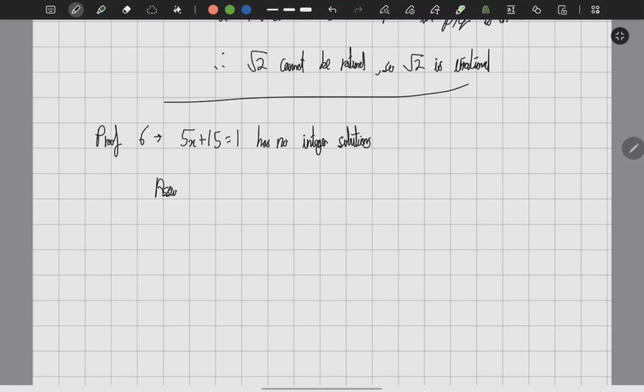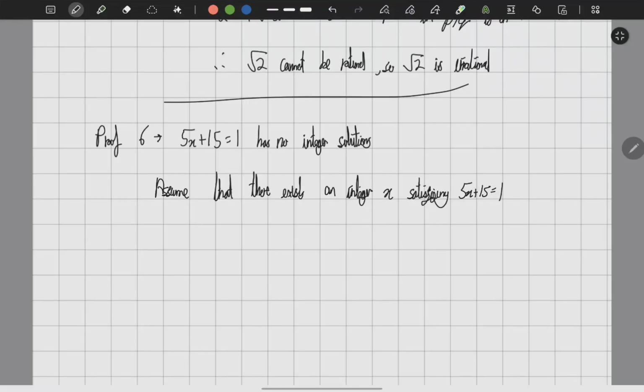assume that there exists an integer x satisfying 5x plus 15 equals 1.